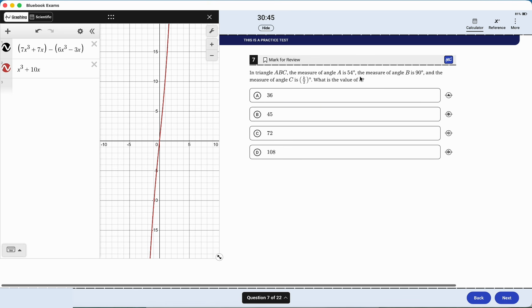Next one, triangle ABC. A is 54, B is 90, and C is K over 2.